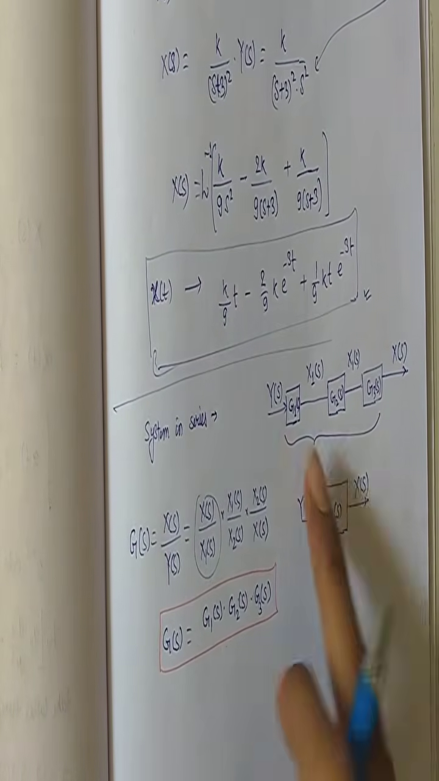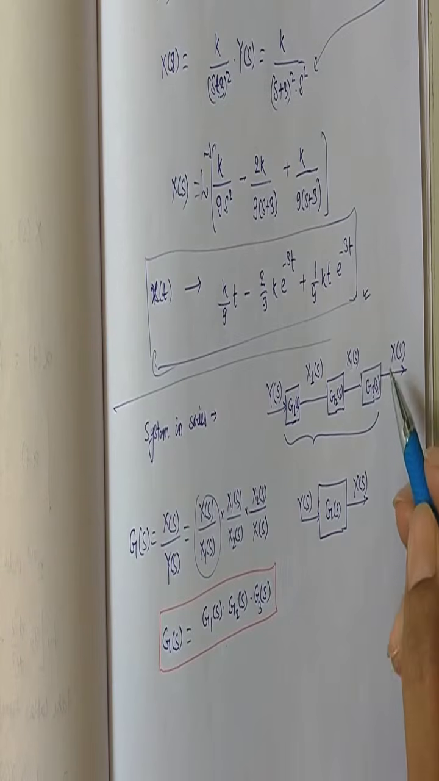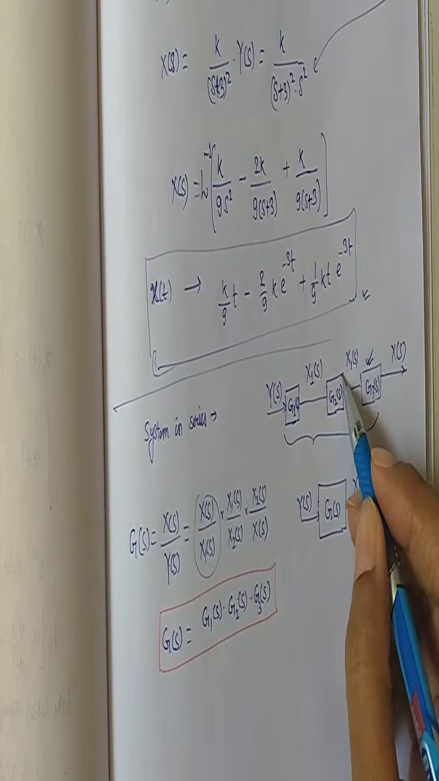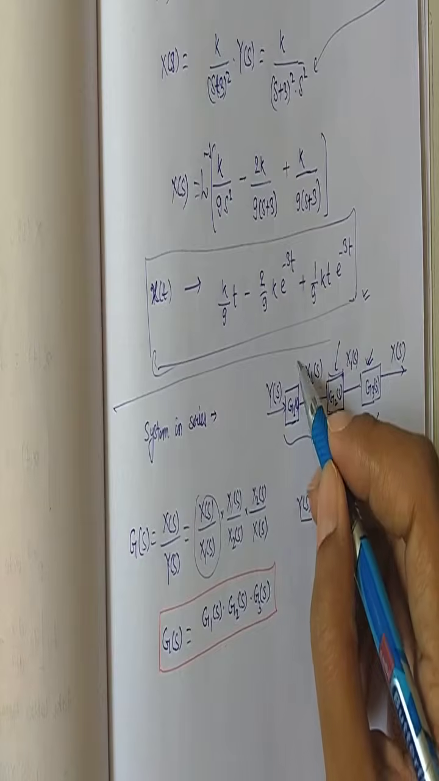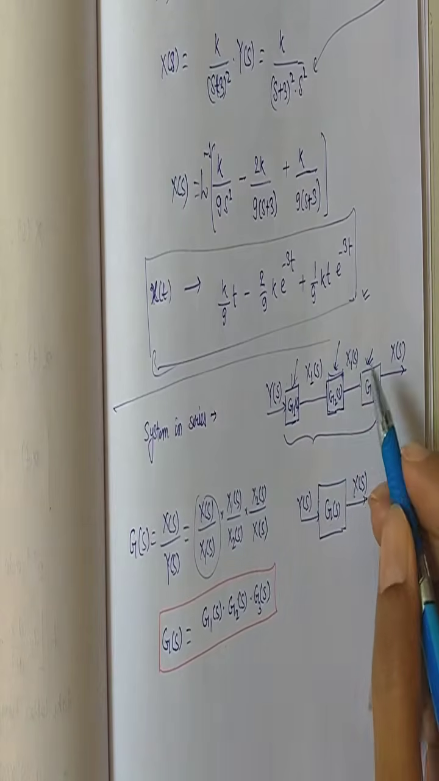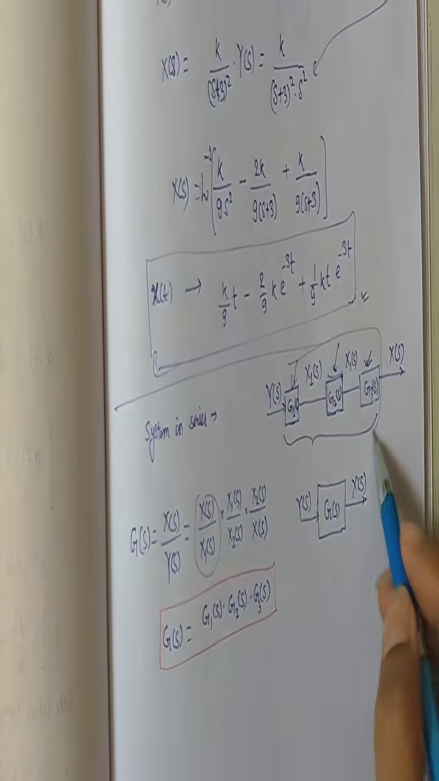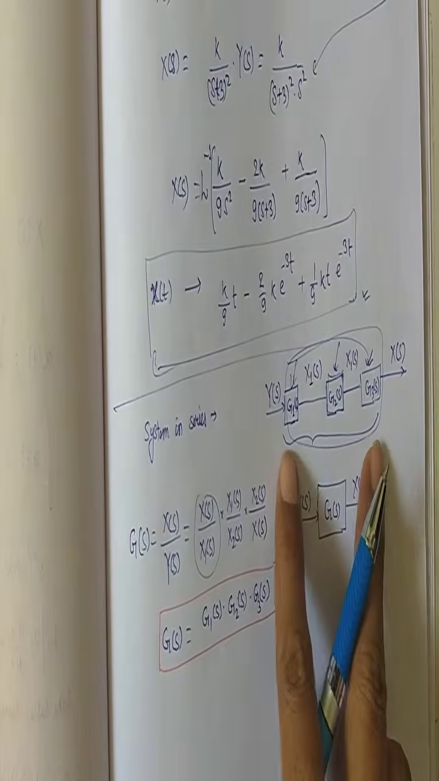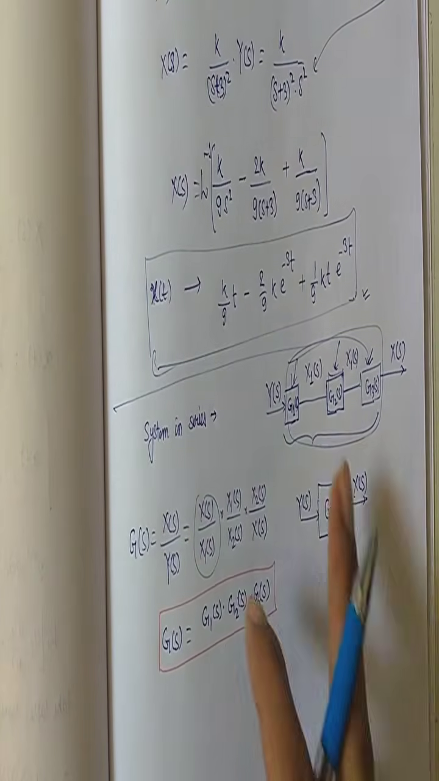So why is this important? Your plant may be sitting over here, but these are some other plants, some motors, some sensors whose transfer functions are given in series. You can actually estimate the overall plant dynamics in this fashion just by multiplying them.